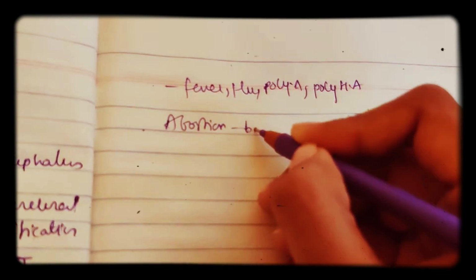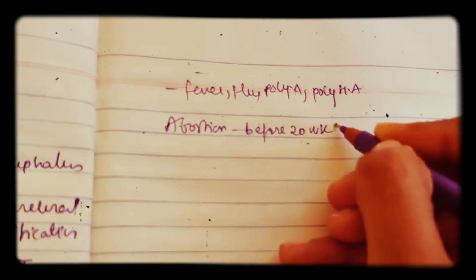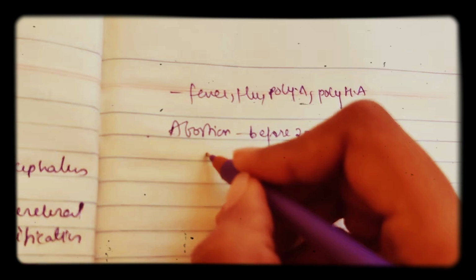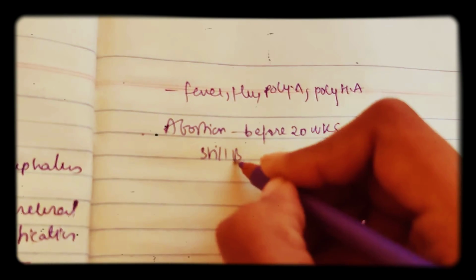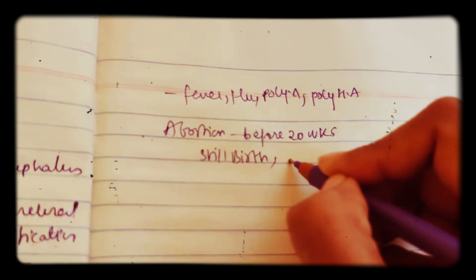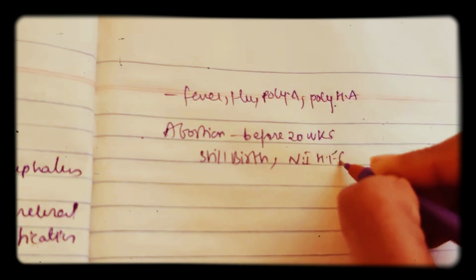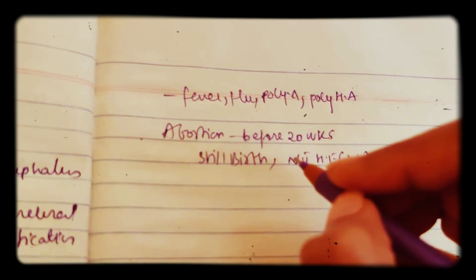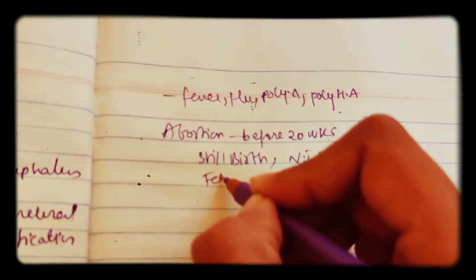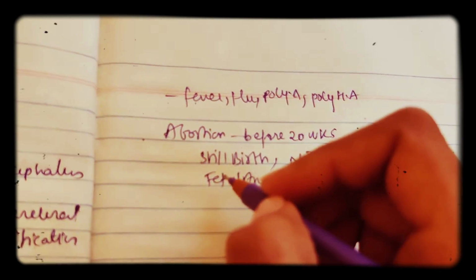Maximum chances before 24 weeks. Already we know abortion is before 20 weeks, right? Even in this case also before 20 weeks. And there may also be stillbirth because of parvovirus B19, and there may be non-immune hydrops fetalis, but only 1%. Okay, there is hydrops fetalis and fetal anemia. So all these are seen especially in parvovirus infection.